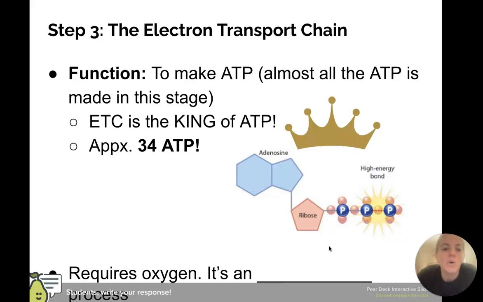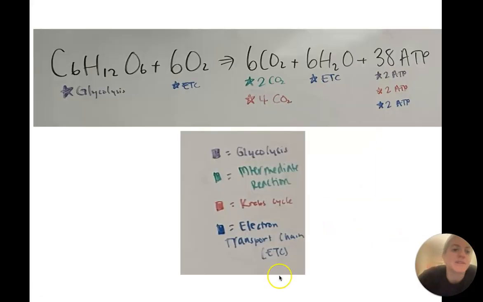So in this stage, almost all the ATP is made, and it's really the king of ATP. So if you look at the previous steps that we've done, we used the glucose in glycolysis. We made a little bit of ATP. We also produced a lot of carbon dioxide in the intermediate reactions and in the Krebs cycle, but we haven't used the oxygen. We haven't produced water yet, and we don't have very much ATP.